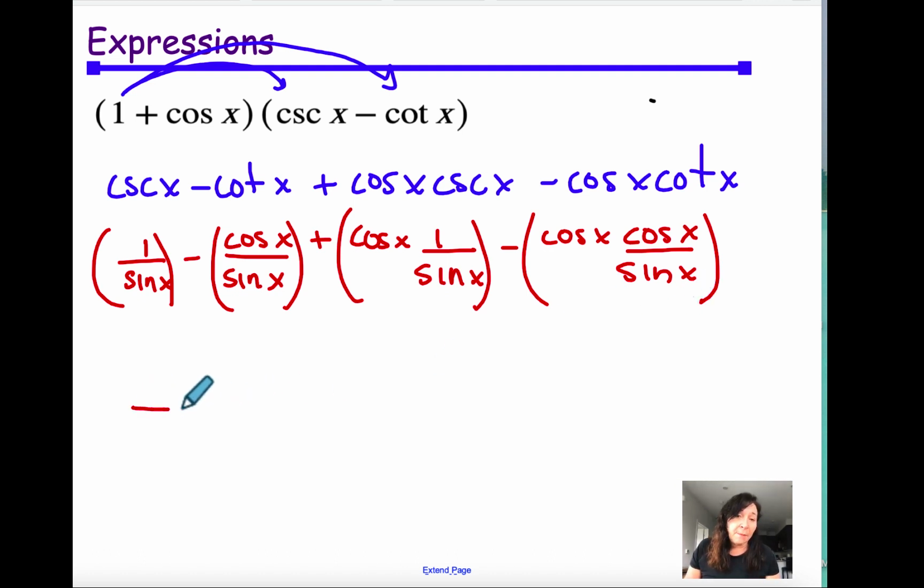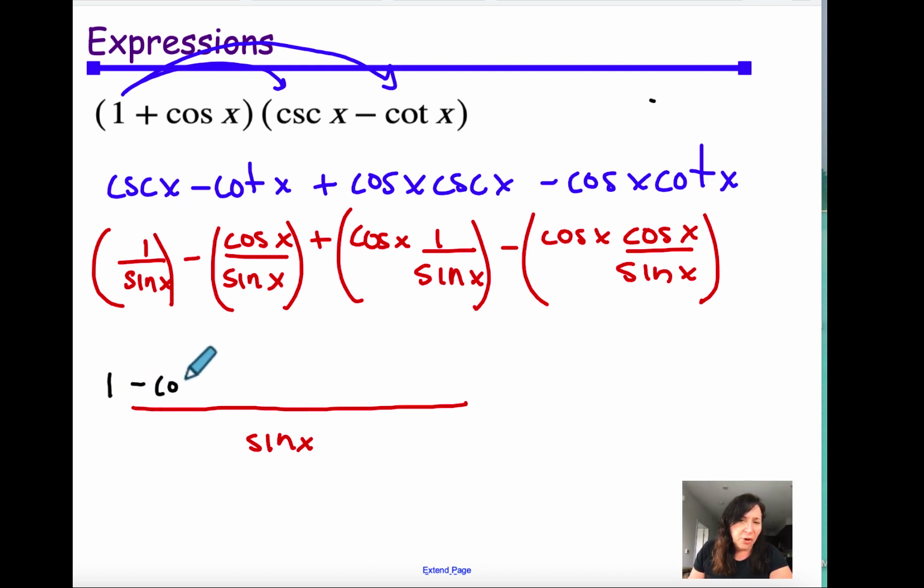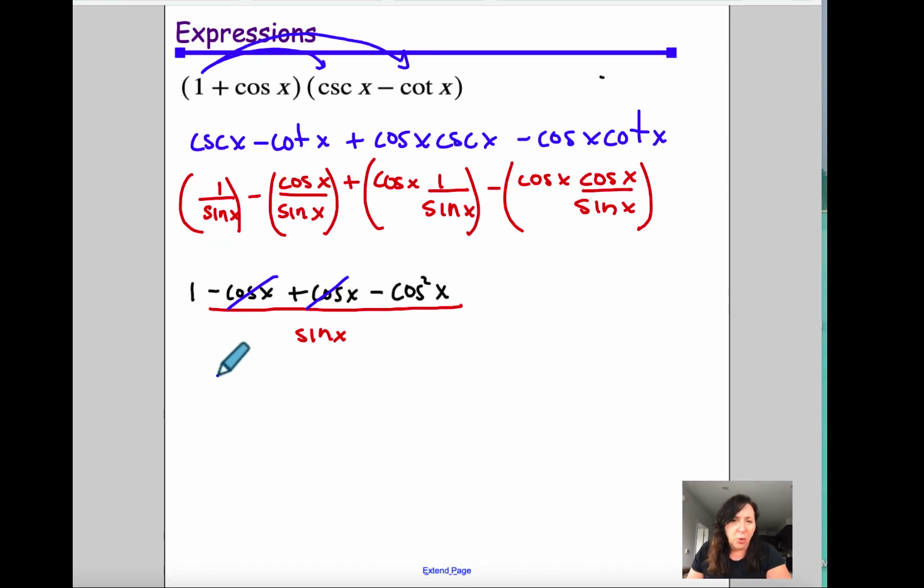So that means that my denominator is going to be sine of x. And I don't have to change anything. I love that. But on the top, the numerator, we're going to have 1 minus cosine of x. And then I've got plus cosine times 1, which is just plus cosine of x. And then here I've got minus cosine times cosine is cosine squared. So cosine squared of x. Cosine and negative cosine are going to cancel. And I have now 1 and then minus cosine squared of x over sine of x.